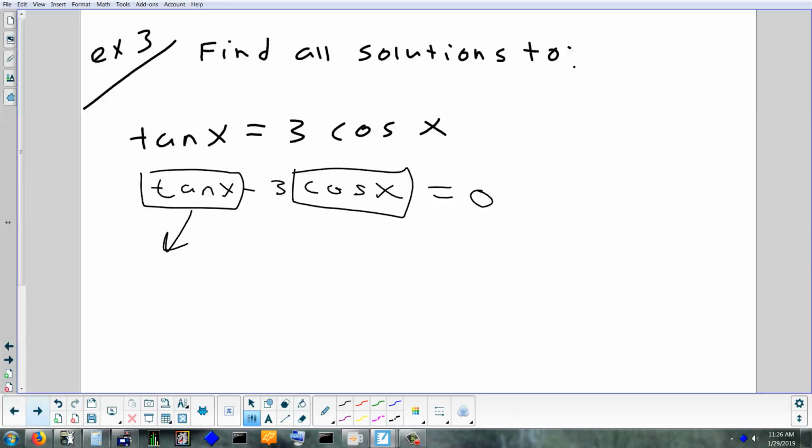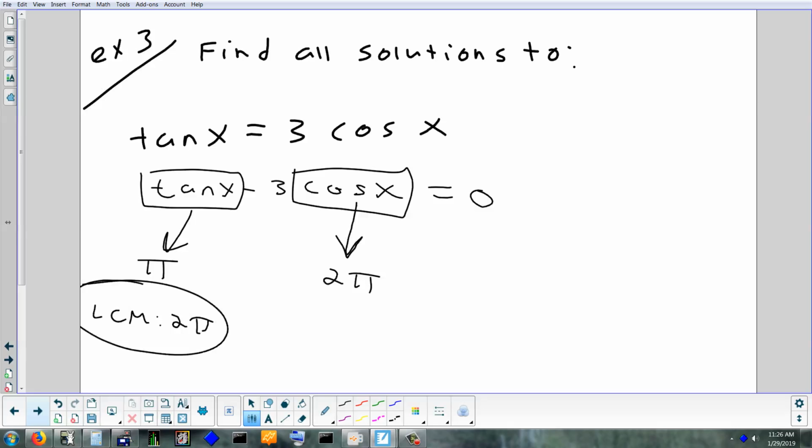What's the period of tangent? Yeah. It's pi. The formula is pi over b. B in this case is 1. B has always been 1 in these problems so far. That's pi. Period of cosine. Yep. 2 pi. We just did something like this. The least common multiple of 1 pi and 2 pi is 2 pi. 2 pi comes up a lot.